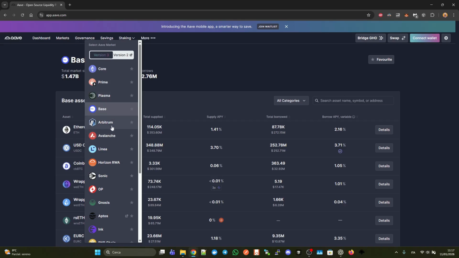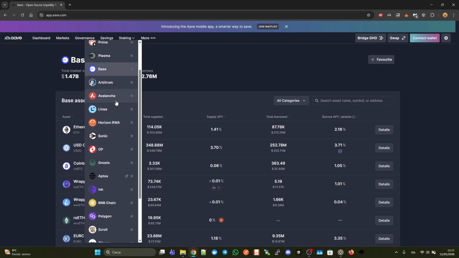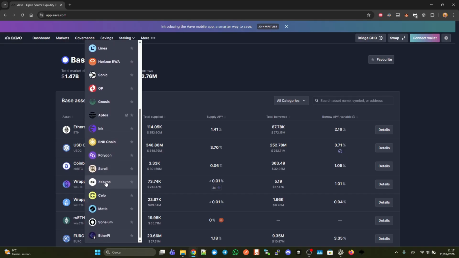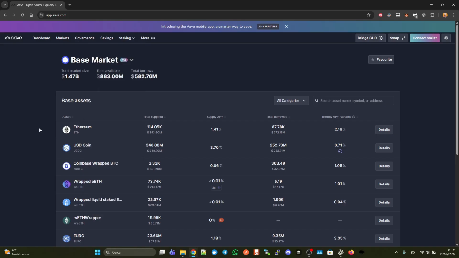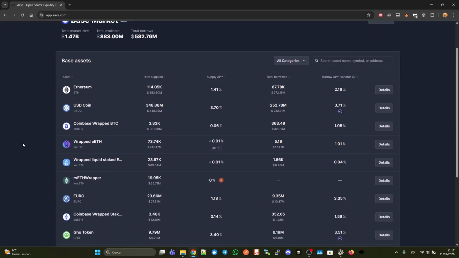I'm using Base, but as you can see here, there are a bunch of layer 2s like Arbitrum. There is also Polygon, ZK Sync, whatever. But I will be using Base. So as you can see here, you can find all the assets that you can provide to the protocol as a lender, if you want to lend tokens to the protocol, or that you can borrow from the protocol. You have a bunch of tokens here.